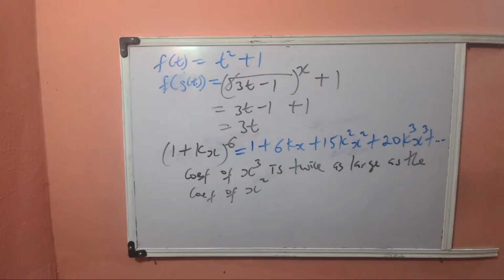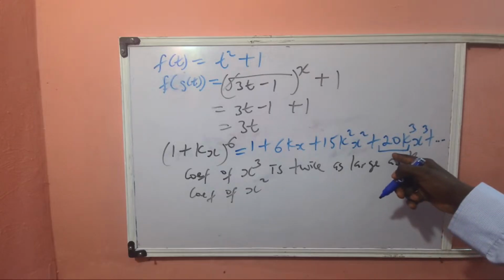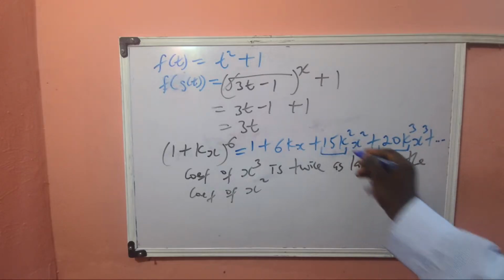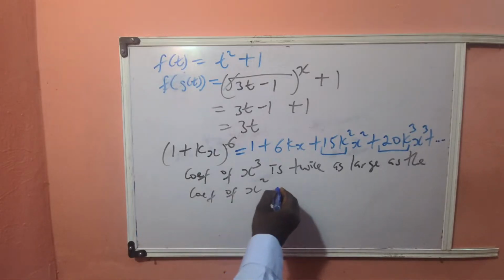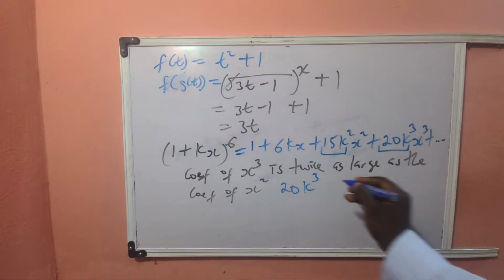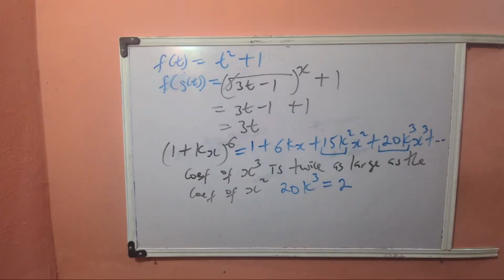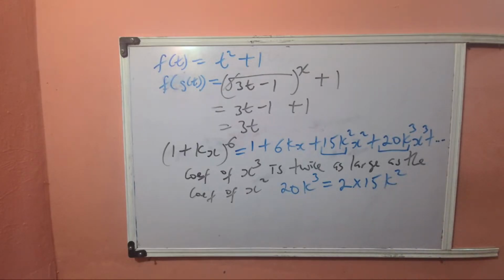All right. The coefficient of x cubed is twice as large as the coefficient of x squared. Can you write that mathematically? What are you going to get? Of course, this is the coefficient of x cubed right here. They said this coefficient of x cubed is twice that of x squared. The meaning of this mathematically is that we're saying 20k raised to the power 3 is equal to 2 times 15k squared. You can see what's going on here.